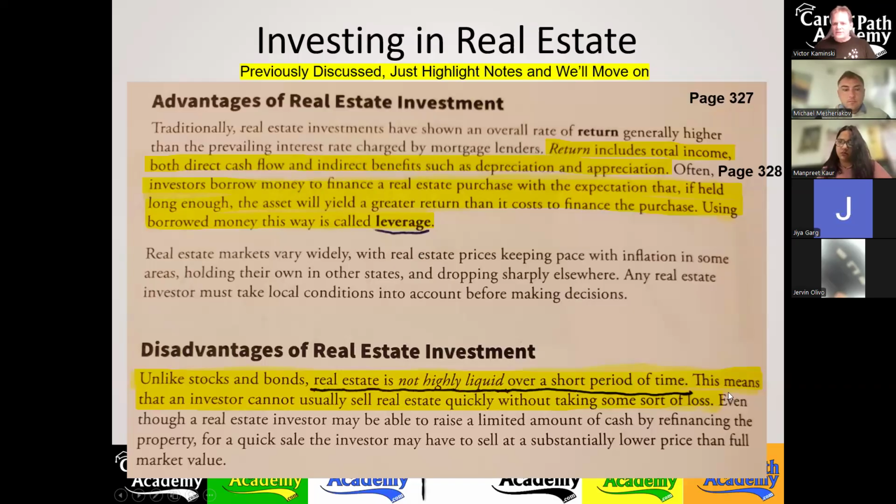And then the disadvantage is that real estate is not highly liquid over a short period of time. So you're usually not going to buy real estate today and sell it tomorrow and turn a profit. You would have to maybe force some kind of increase in value by doing an improvement at least. You know, real estate markets are not that radical where the values are shifting that quickly.